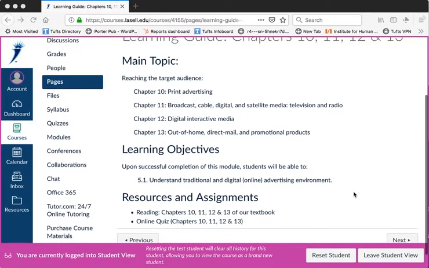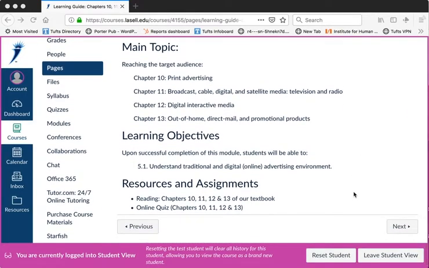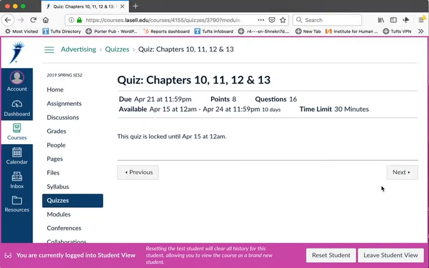And the assignment for this week is basically a quiz. As I said, the quiz will be covering chapters 10, 11, 12, and 13. There are 16 questions. Each question is half a point, so the total is 8 points. The time limit for this quiz is 30 minutes.